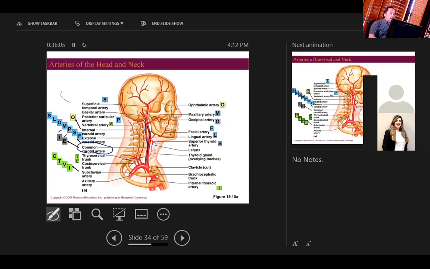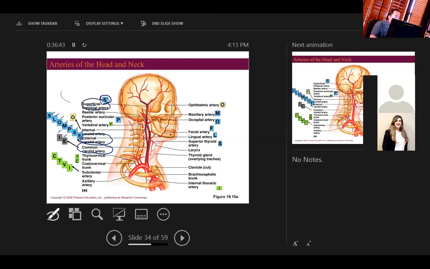Now I want to concentrate on the external carotid artery. What are the branches of the external carotid artery? That's going to be SLOMPSF, slump SF. Now take a look at how the name is actually made. S is the branch of the external carotid artery that goes to the temporal bone. We call it the superficial temporal artery. This is the external carotid artery, and the artery that goes to the temporal bone is the superficial temporal artery.